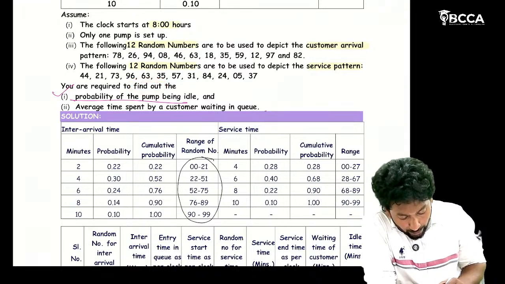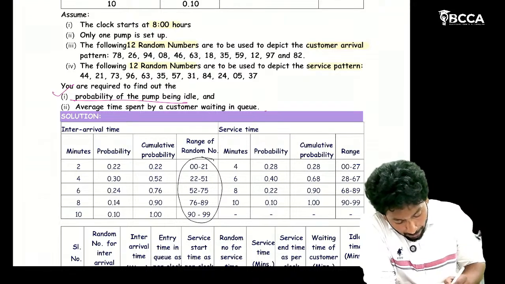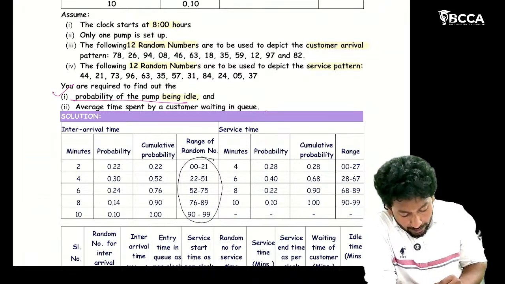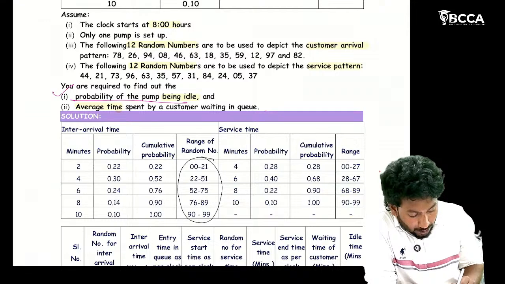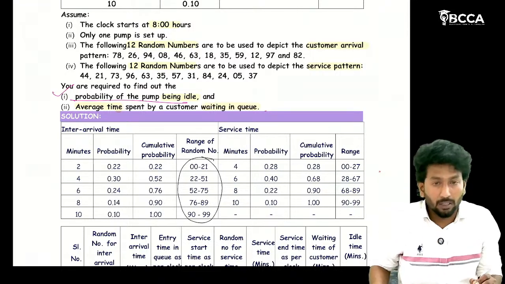Then you are required to find out the probability of the pump being idle. So they are asking for pump idle time, sir. Next one, the average time spent by a customer waiting in the queue. This is what we have to calculate, sir.